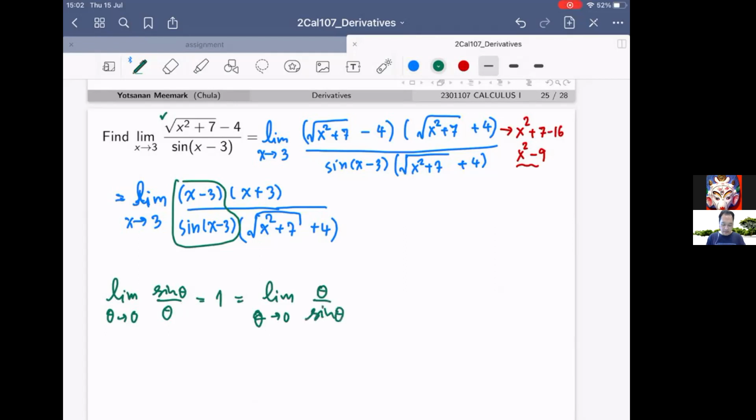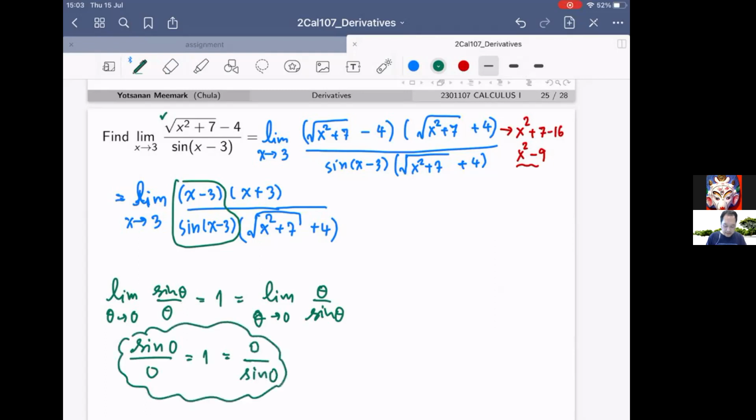So this one as well. Either sine 0 over 0 equals 1, or you can say 0 over sine 0 is also 1. However, again, this is just roughly speaking, and it must be the same 0 in order to conclude. So you see here, as x goes to 3, you got 0 over sine 0, and they are the same. So you can conclude that this one equals 1.